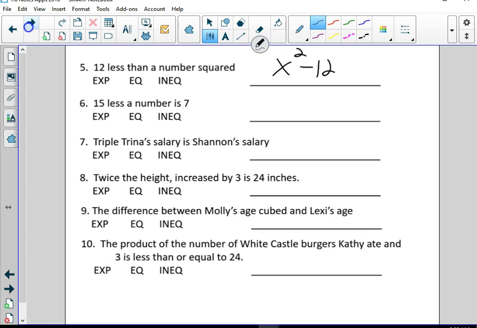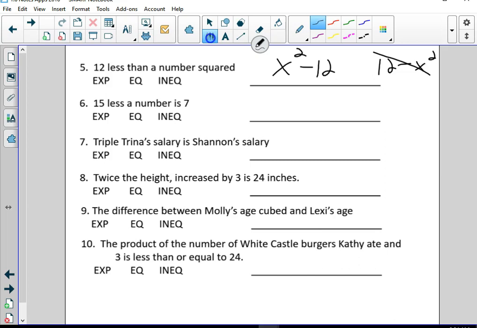Because if I write it the other way, pay attention, this is a very good question. If I write this, is that 12 less than the other number? No, because I'm subtracting the other thing. 12 is being subtracted from the x squared. Okay, so 12 less than something else. So that's why it has to follow.